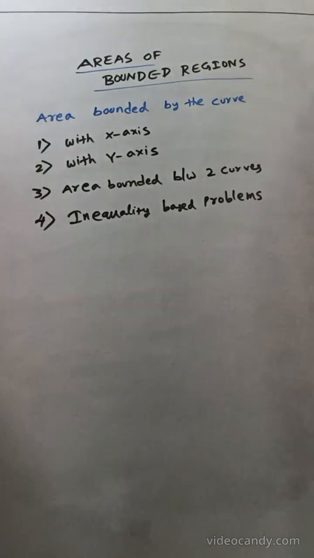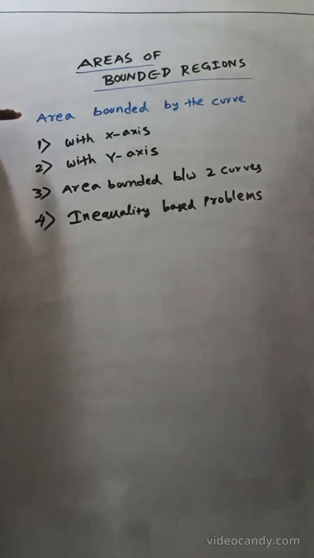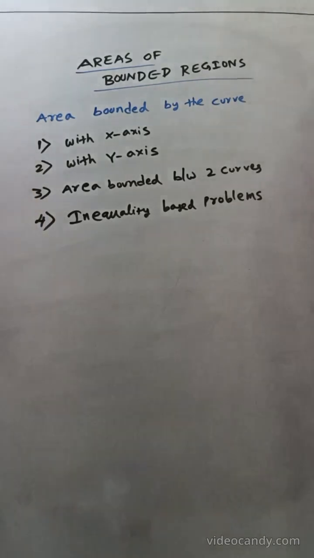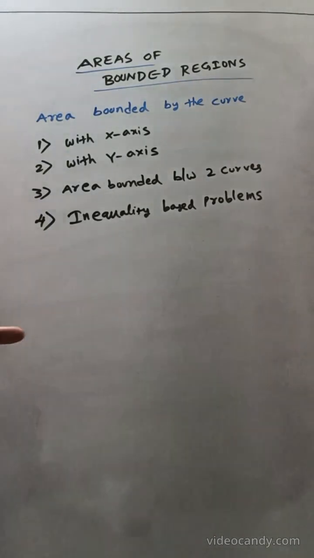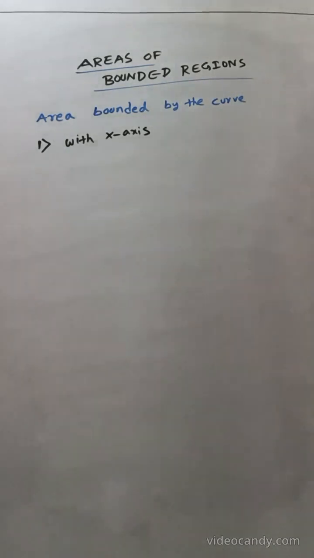The first one is area of the bounded curve with the x-axis. The second one is with the y-axis, then area bounded between two curves, and inequality based problems. So we will get these four types of problems in the area of the bounded regions. Now let us see how to get the formula, how to understand the problem with some examples and formula derivations.